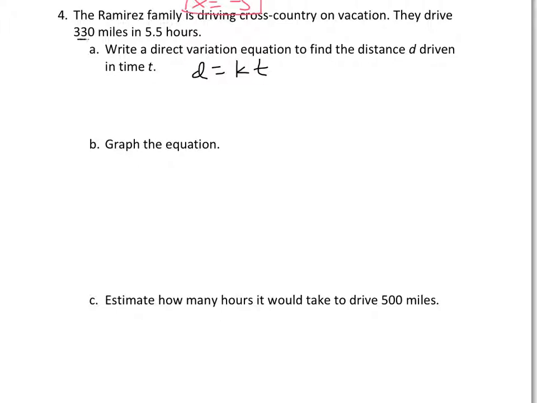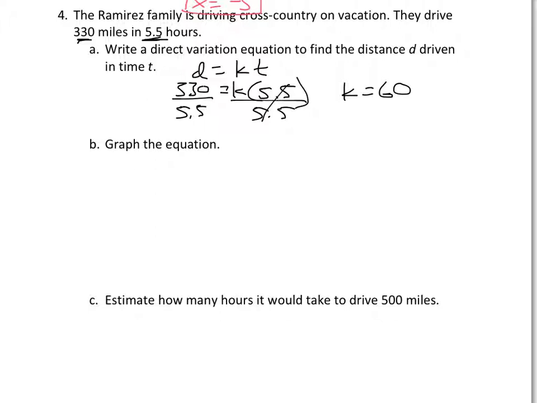So we're going to plug in what we know. We know that 330 is the distance. We don't know what the constant of variation or the rate of change is, but we do know the time that they spent, which was 5.5. So that's what we plug in for time. Okay, so we divide both sides by 5.5. And we get 60. So 330 divided by 5.5 is 60. Okay? So what that means is they're driving 60 miles per hour.